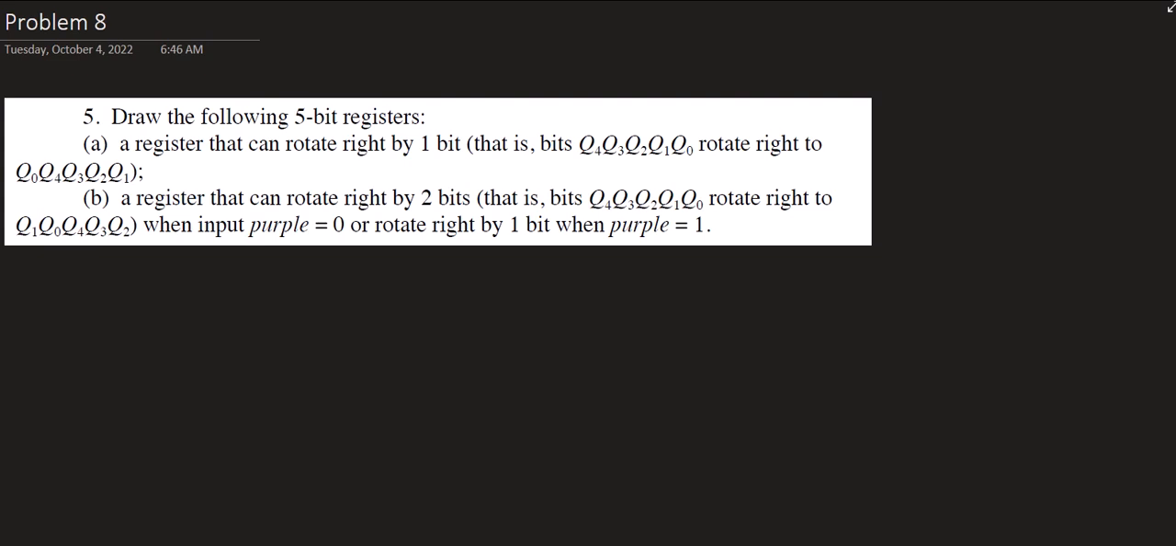Draw the following 5-bit registers. So a 5-bit register means you have 5 flip-flops. Each flip-flop is a bit. So usually it's a D flip-flop. I think we saw one earlier where it was a T.